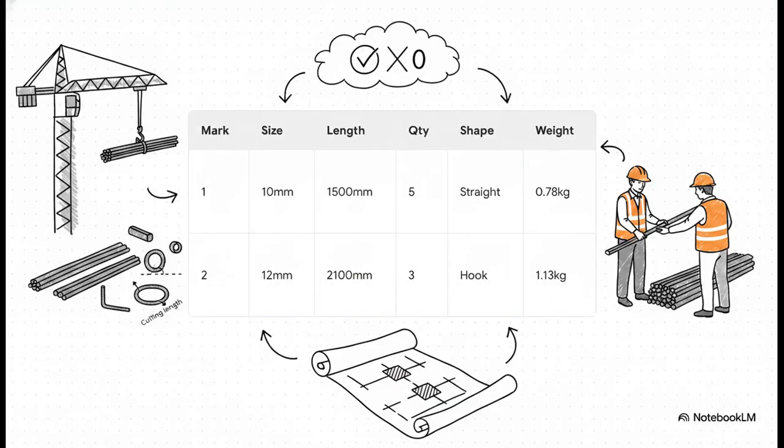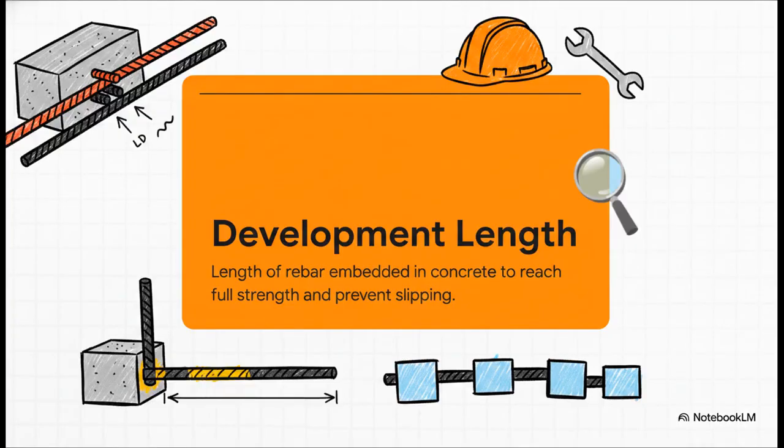And this is what it looks like. A standard BBS is just a meticulously organized table. You've got the bar mark acting as a unique ID, the diameter of the steel, your precise cutting lengths, quantities, bend shapes, and total weights. By using a system like this, steel stocks are managed flawlessly, making sure you have zero deficiency and zero surplus lying around on site. Now, before we jump into the heavier math, we need to clear up a few foundational terms you're going to see everywhere in these schedules.